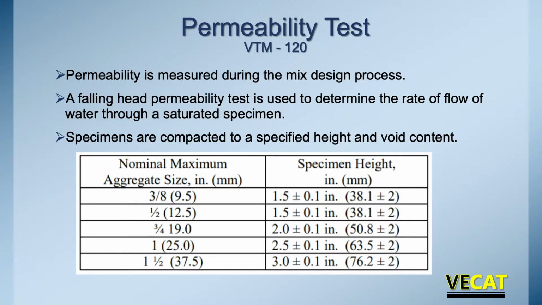To do this, we use a falling head permeameter test to determine the ratio of flow of water through a saturated specimen. And specimens have to be compacted to a specific void content and to a specific height. Here's a table from VTM 120, and depending on the nominal maximum aggregate size of your mixture will determine how tall your specimen needs to be.